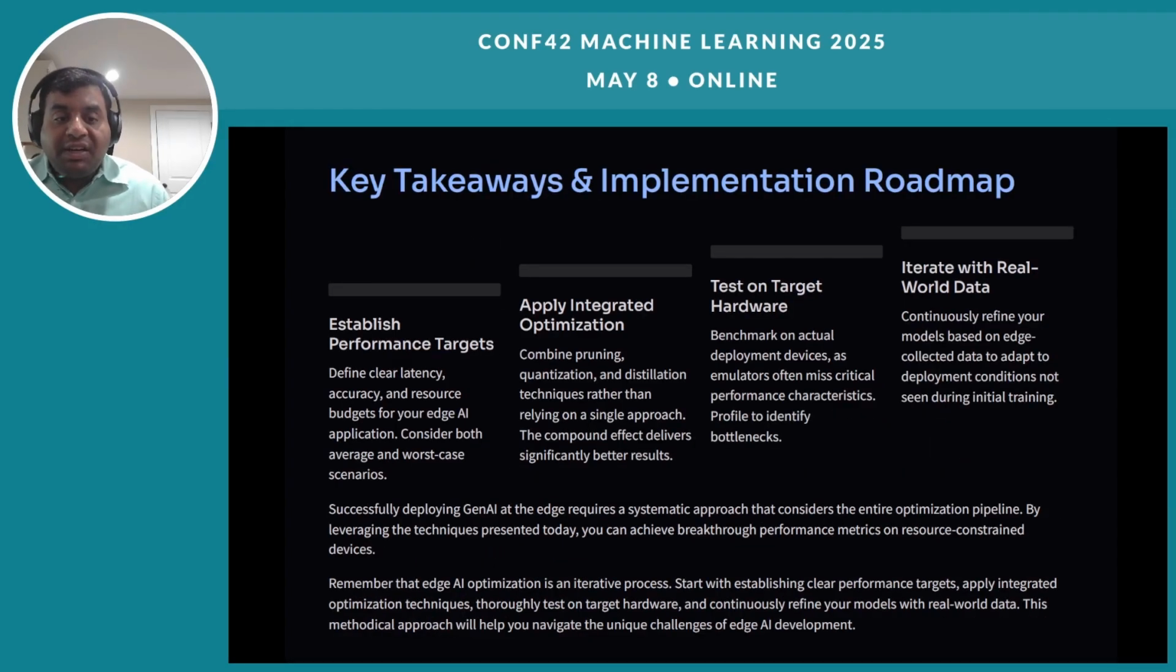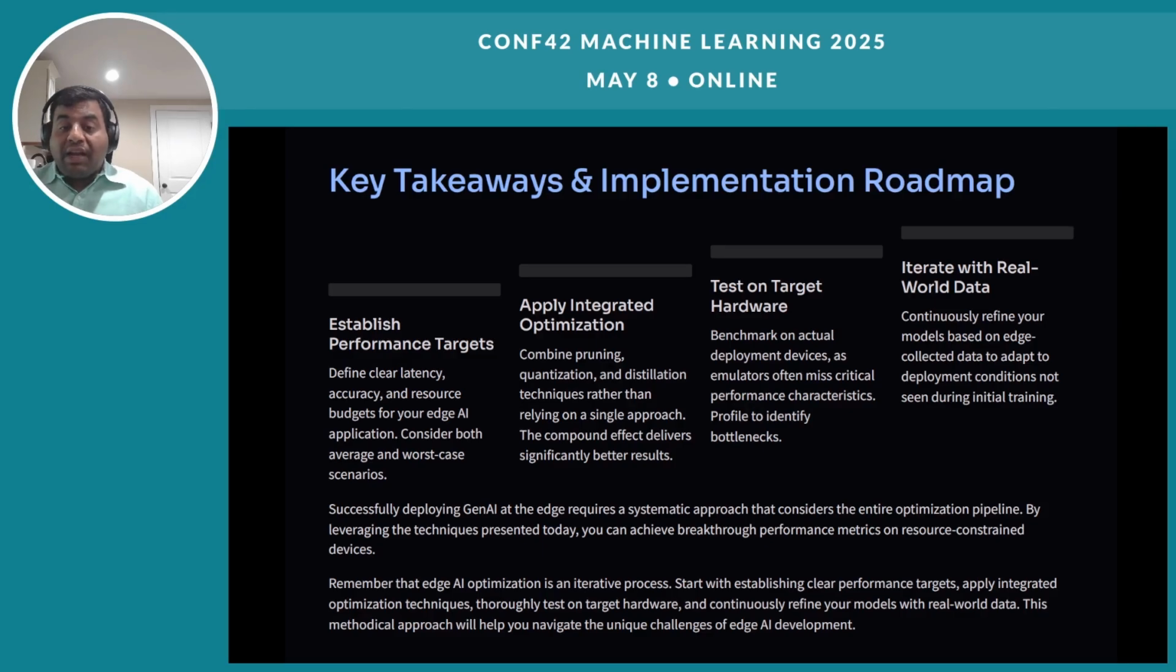Takeaway and implementation details. So, what are the key takeaways? First, establish performance targets. Be clear about the latency, accuracy, power, size budgets before the start of optimization. Secondly, apply integrated optimization. Don't just rely on one technique. Combine pruning, quantization, distillation, and potentially architectural choice for the best results. Their effects are often multiplicative.